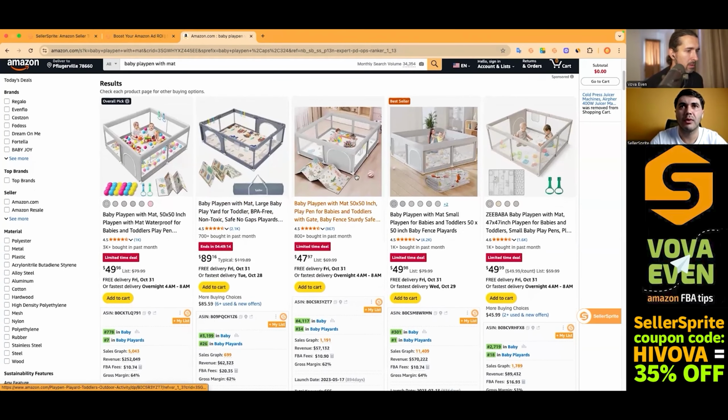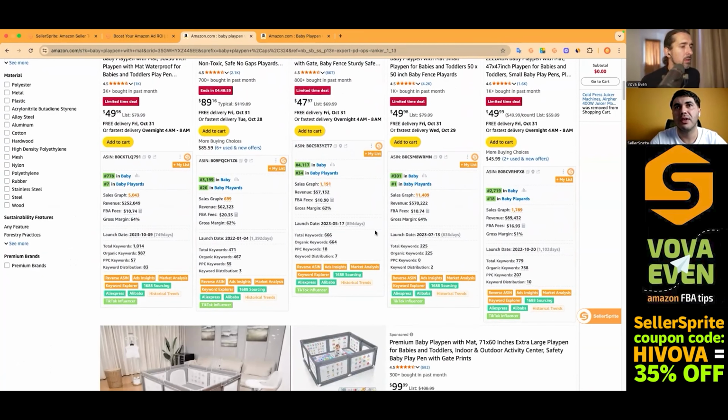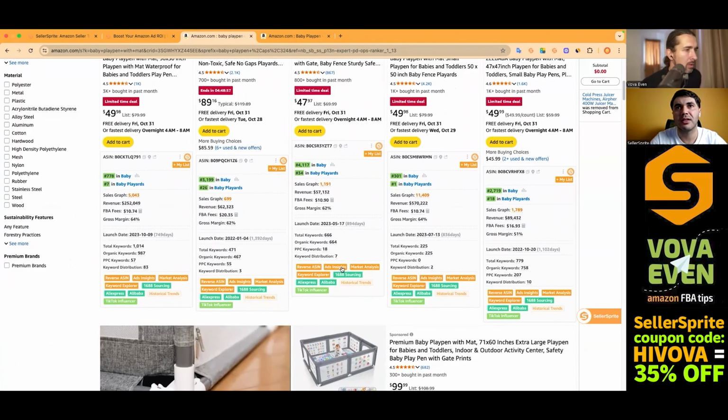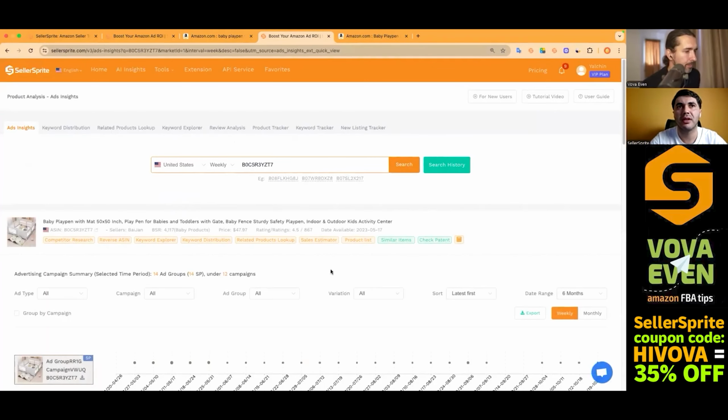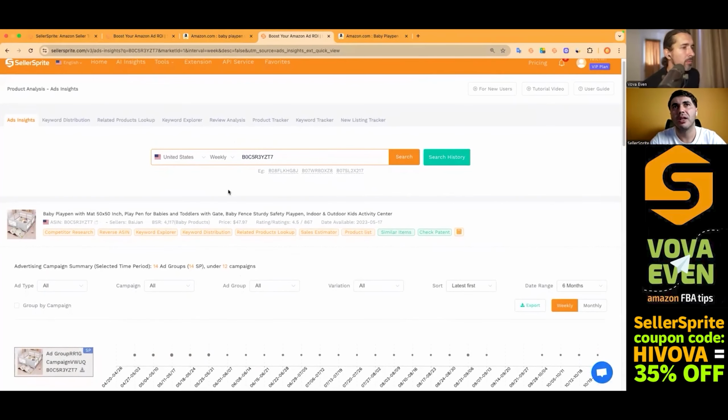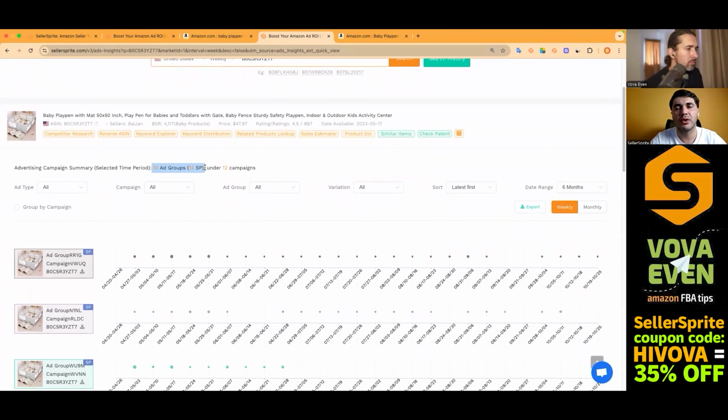If you are using the Chrome extension, from here we see Ads Insight. We click it, and it takes us to the tool, and they put the ASIN here. It's weekly data; we can select weekly or monthly, it doesn't matter. From here, we see this seller has 14 ad groups, so just suppose 14 campaigns, 14 campaigns here and 14 ad groups.